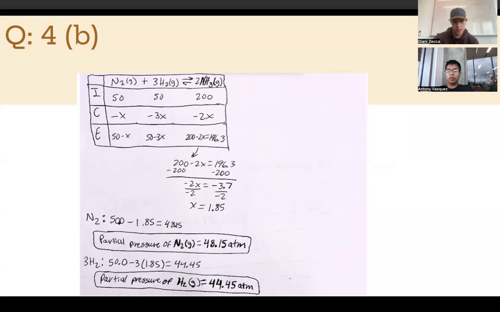And then for our ammonia would be 200 plus 2x equaling 196.3. That is because our final partial pressure for ammonia is 196.3, which was given to us at the beginning of the problem. And so we would find x in that equation, and we would find x equaling 1.85. And so we would just plug in 1.85 to our ending equations for nitrogen and hydrogen. By doing that, we get a partial pressure of nitrogen gas equal to 48.15 atm. And we would get a hydrogen partial pressure of 44.45 atm.